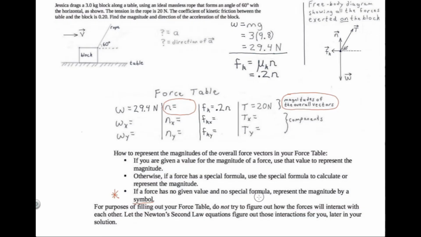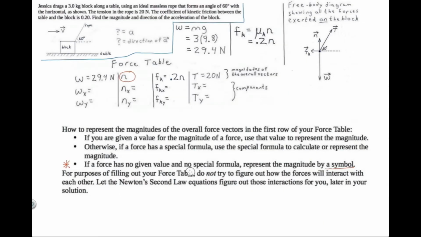There is no special formula for the magnitude of the normal force, and we were not given a value for the magnitude of the normal force, so we simply represent the unknown magnitude of the normal force with the symbol little n, written without an arrow on top. We already used the symbol n in our expression for the magnitude of the kinetic friction force. If there's no special formula for the magnitude of a force, and we're not given a value for the magnitude, then we simply represent the unknown magnitude of the force with a symbol in the first row of our force table.